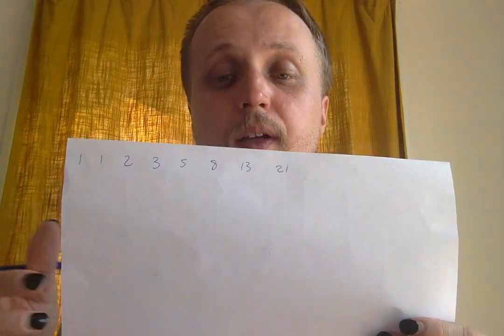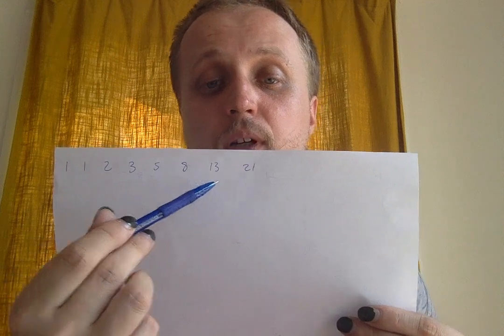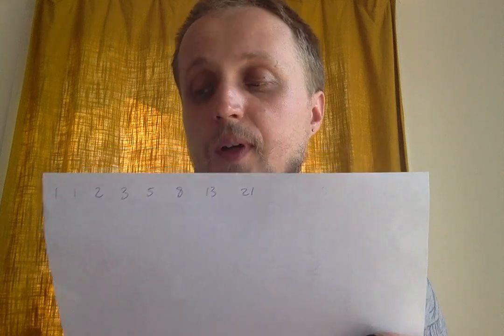So I'm just going to write out that series. 1 and 1 is 2, 1 and 2 is 3, 2 and 3 is 5, 3 and 5 is 8, 5 and 8 is 13, and 8 and 13 is 21, like so. So every number you get, you add up the previous two. Okay, so I'm going to use 21 just to explain to you the method.